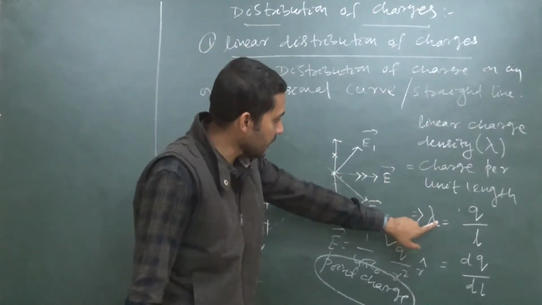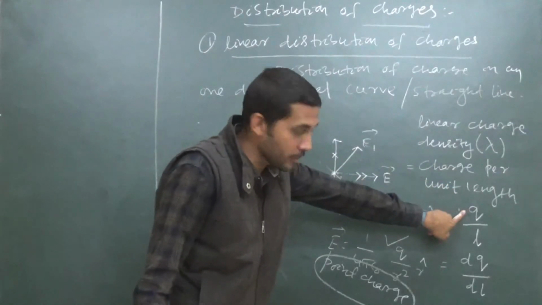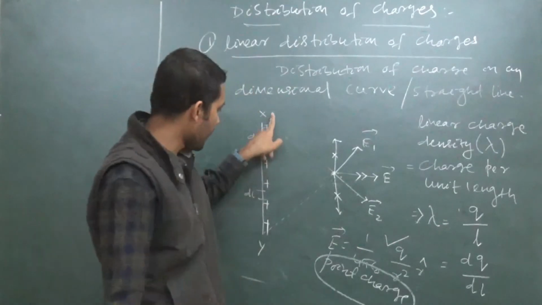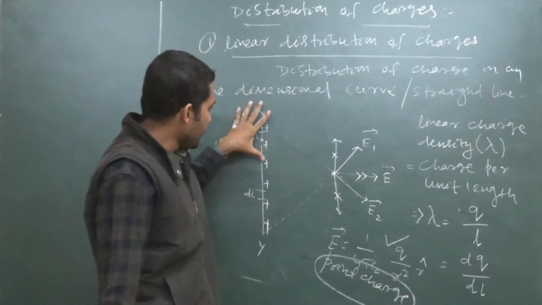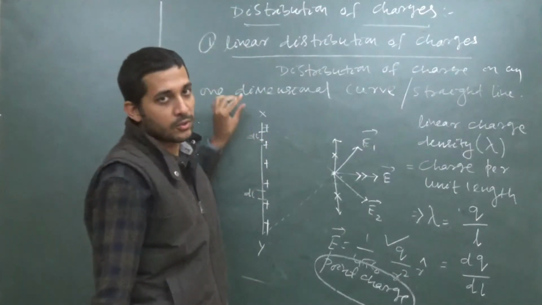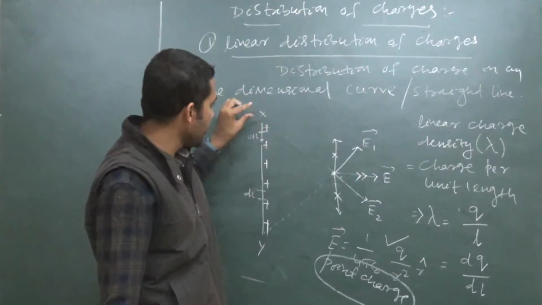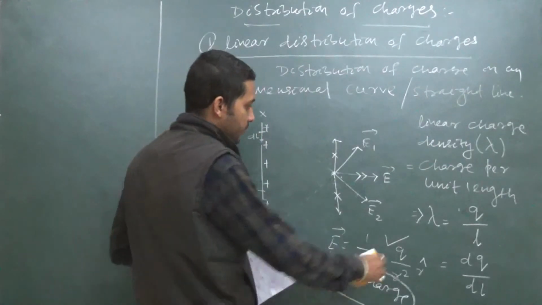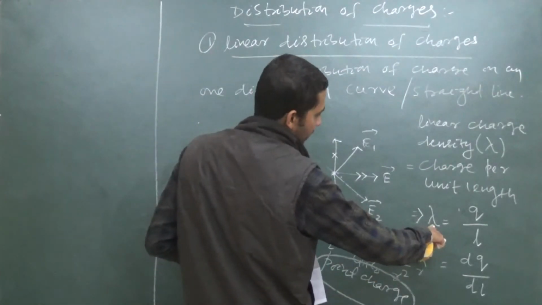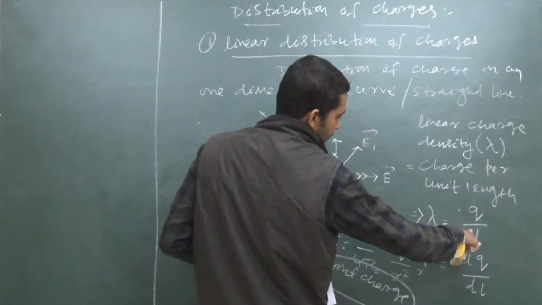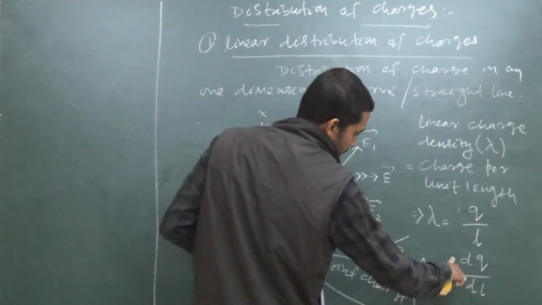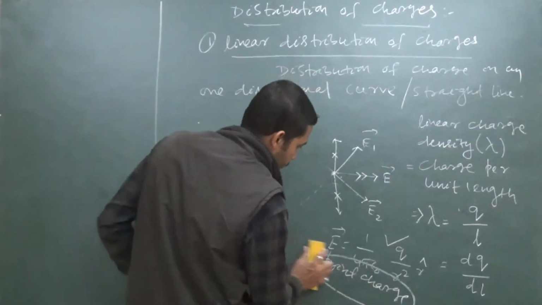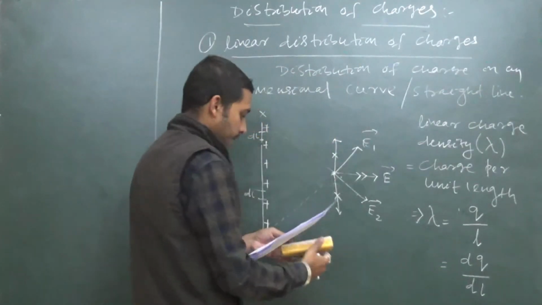For that you will remember this: lambda represents the total amount of charge distributed per unit length. That means if you are talking about 100 meters of wire containing 100 charges, and we distribute them uniformly, every 1 meter is going to have 1 charge. So this is the formula of linear charge density, lambda equals total charge divided by the length of the structure. For this small element, we can write dq upon dl. So if we go through the concept of this, what can we write?